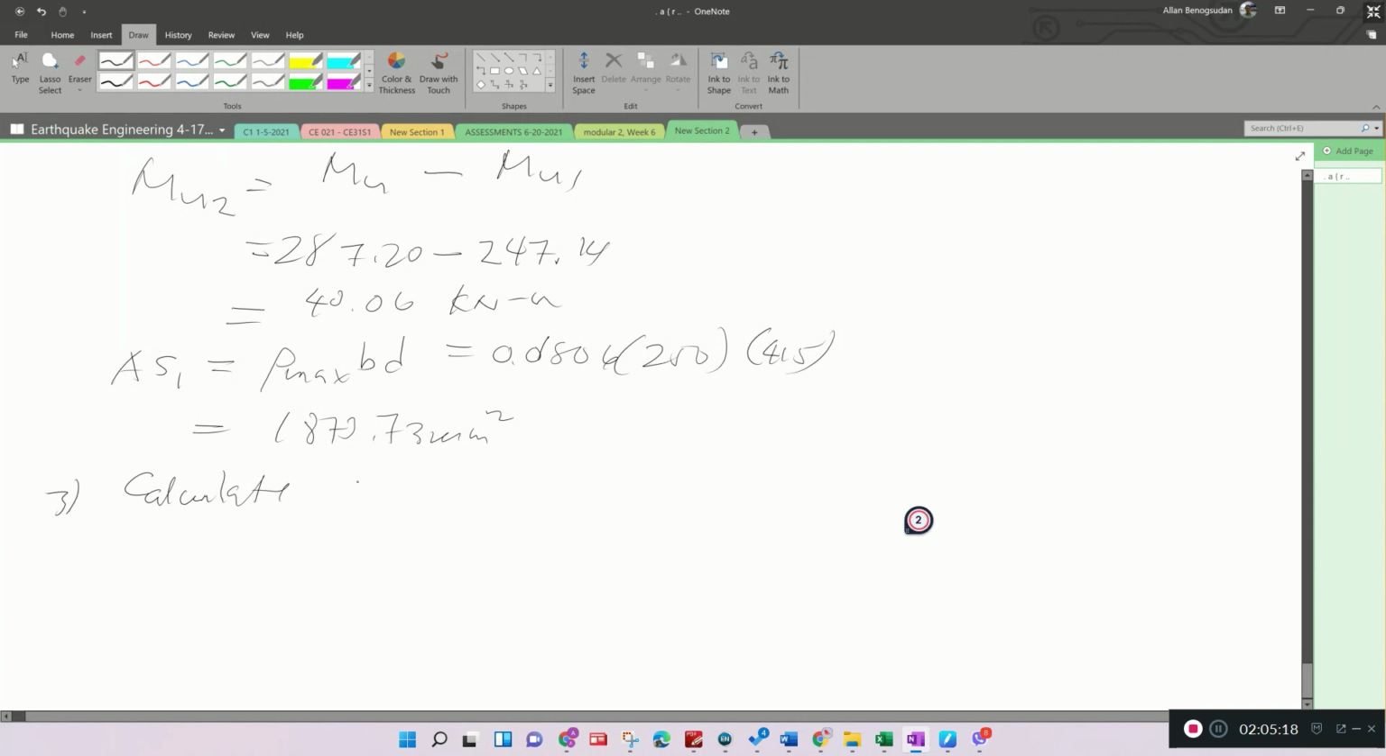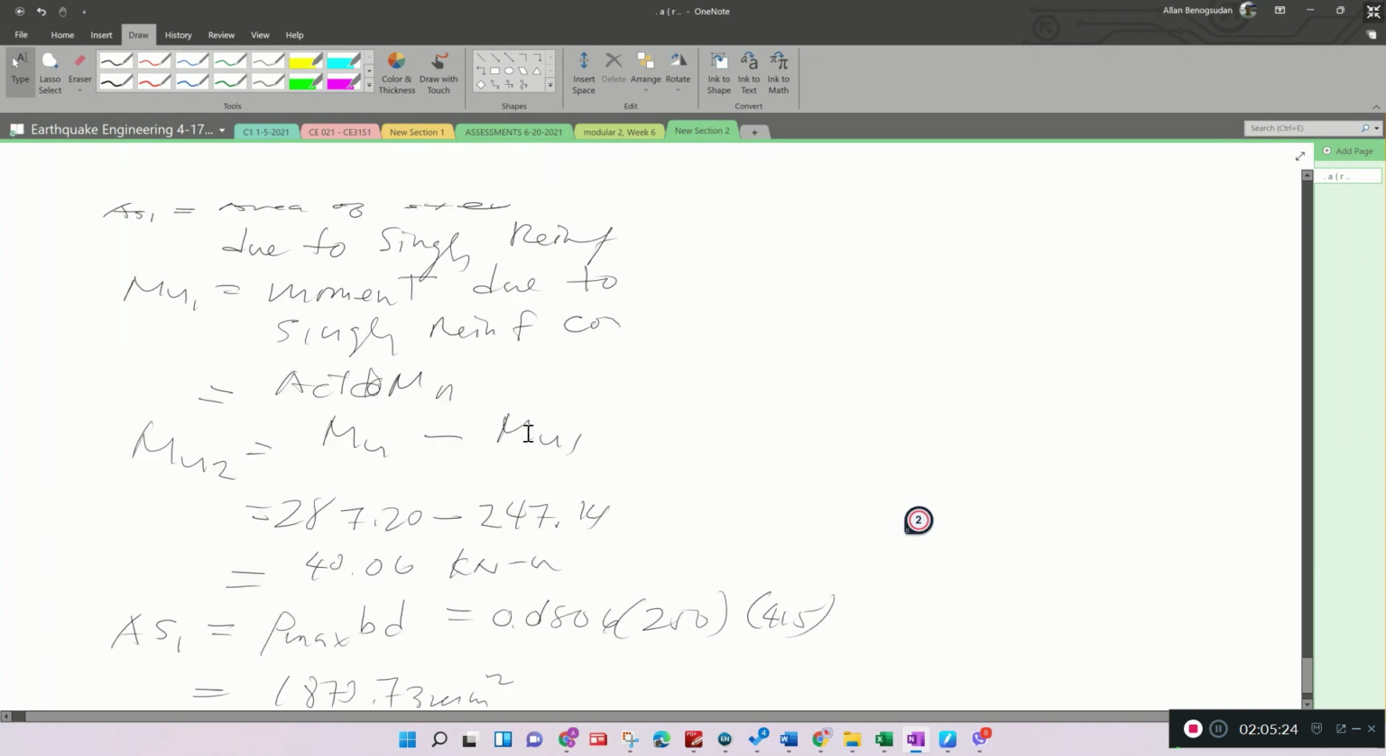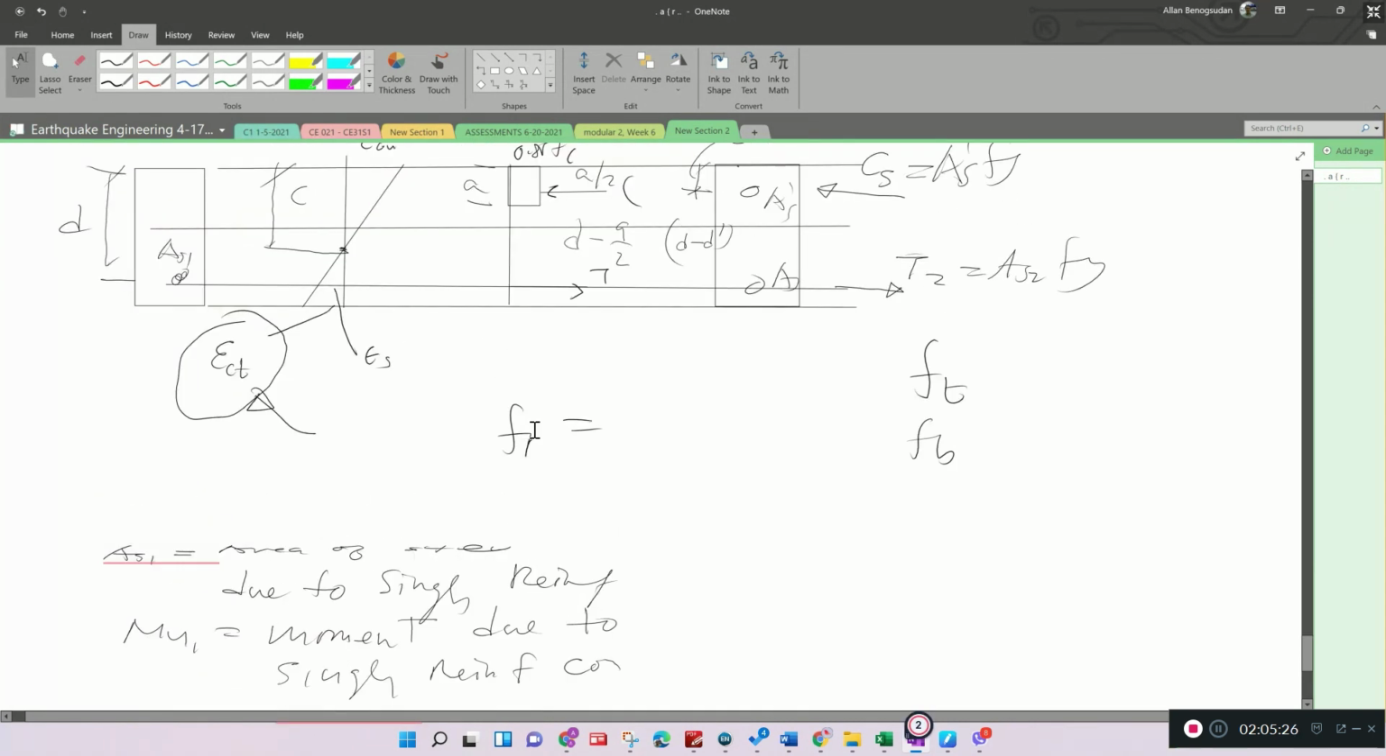Now calculate A sub S2. Okay, yung A sub S2, ito yun eh. Tulikan natin. Ito yung A sub S2. Kaya ito yung A sub S2. Ito po yung A sub S2.